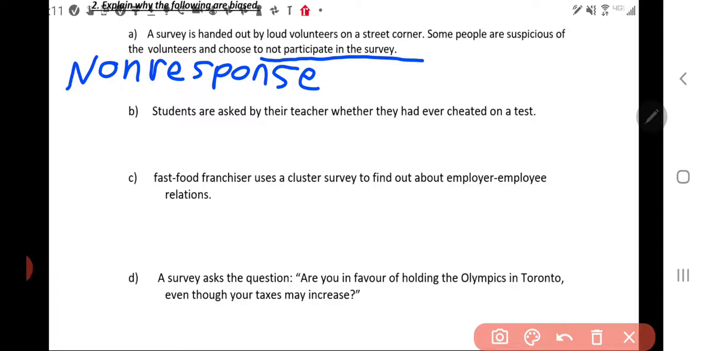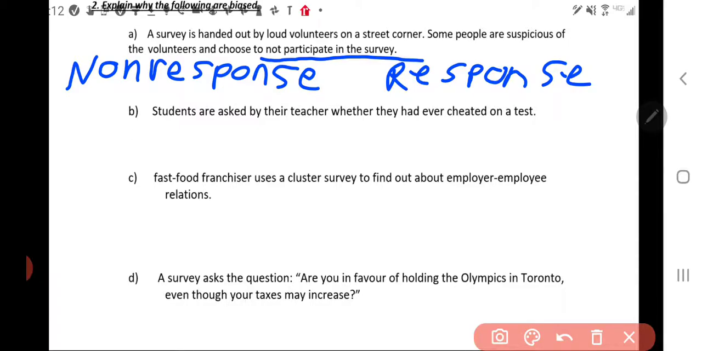Another one that we have that someone might argue, I would even argue that this is a response bias. The reason why I'm going to say response bias is, let's say that they actually do choose to participate in the survey. If this surveyor is so passionate and he's yelling on the street corner, those that do choose to participate may feel scared and may respond differently, leading to a response sort of bias.